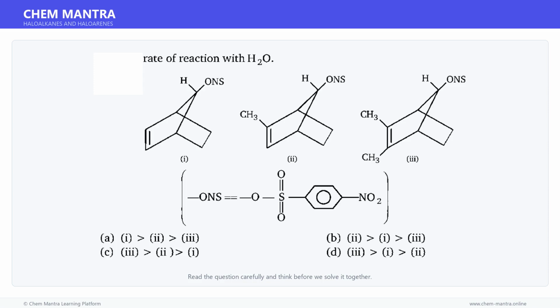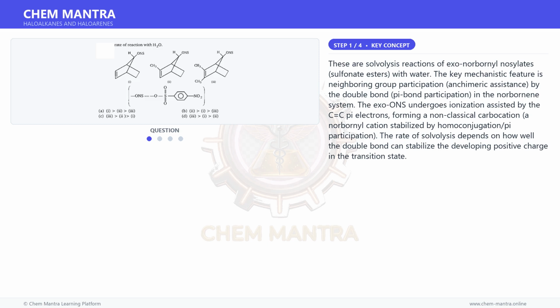Here is a question. Read it carefully and think about the answer. Let us solve it step by step. Let us first understand the key concept here. These are solvolysis reactions of isonorbornyl nosylates, sulfonate esters, with water.